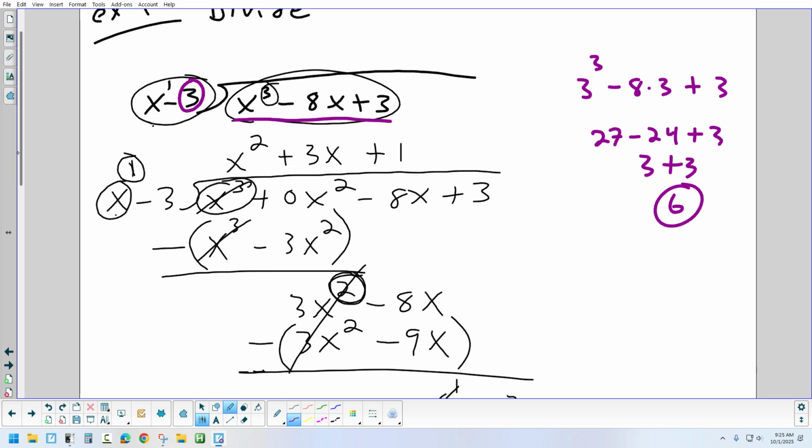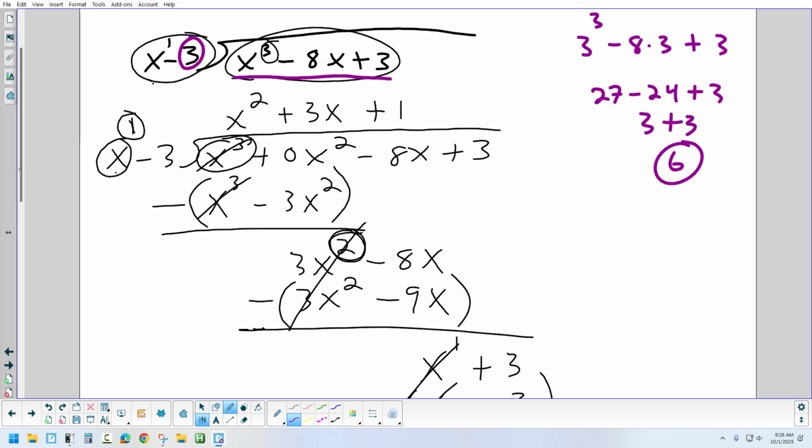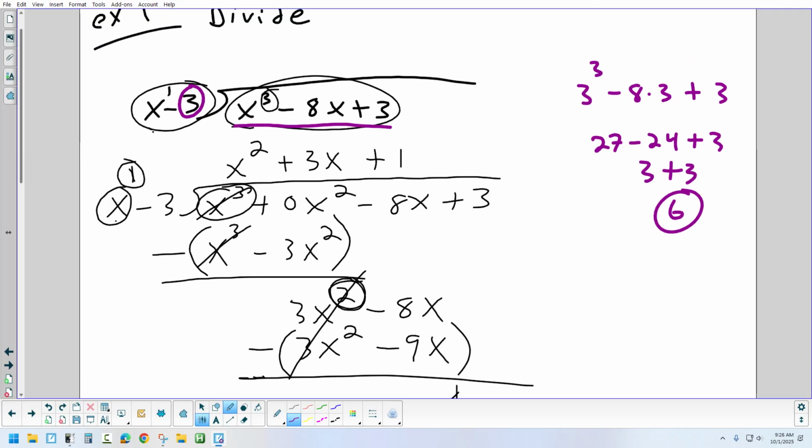It doesn't give you the quotient. If you want the quotient, well, then you're going to do long division. But it does give you a quick way to find the remainder. Just take the number after the minus sign and plug it in.